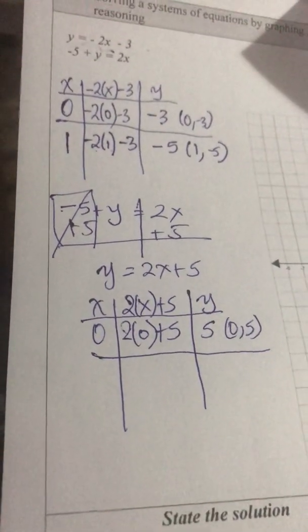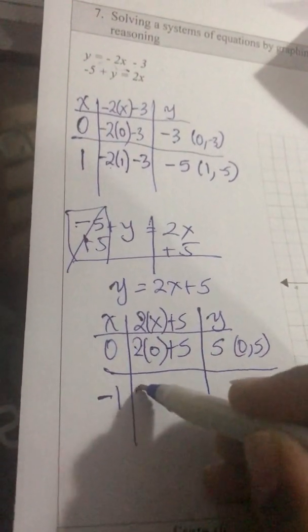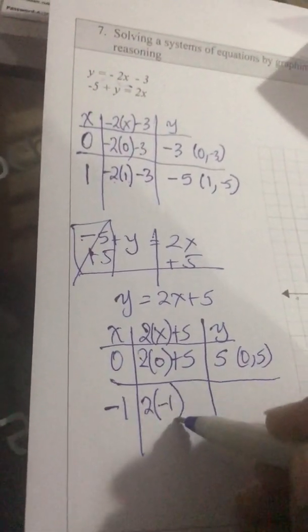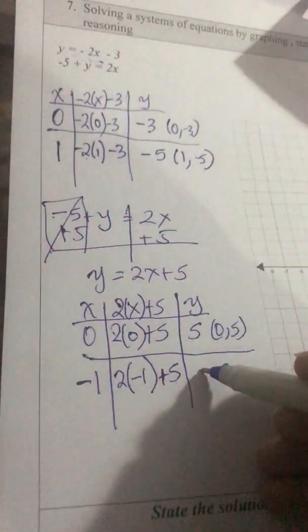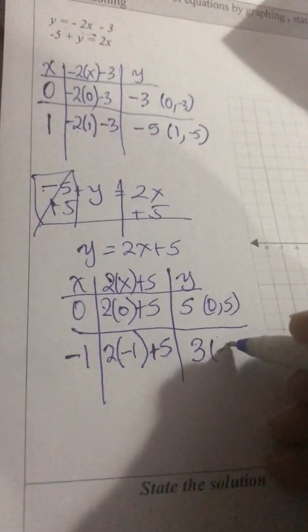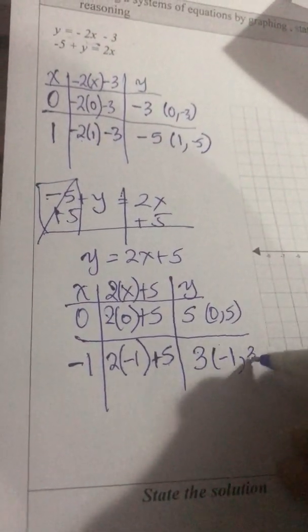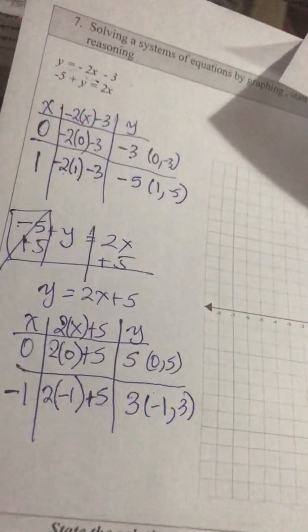Okay. We can do when x is negative 1. 2(-1) plus 5. Negative 2 plus 5 is 3. When x is negative 1, y is 3. Okay, now we can plot.